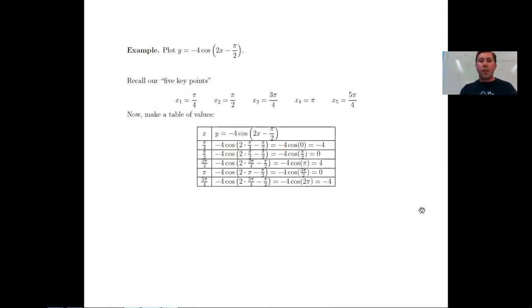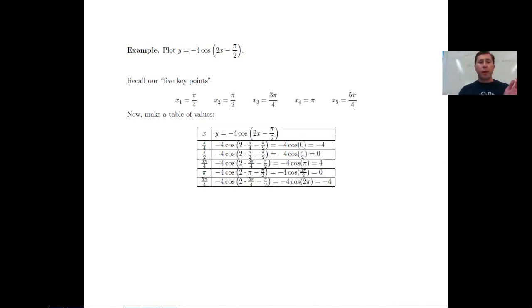Now, these values are 5 key points. When you plug them into the function, we're going to get the quadrantal angles. We're going to get 0, pi over 2, pi, 3 pi over 2, and 2 pi, which makes cosine very easy to evaluate. And let's just confirm that by taking a look at a few of these points. So if we plug in pi over 4, for example, then in this function, we will have -4 cosine of 2 times pi over 4 minus pi over 2. Now, 2 times pi over 4, that's pi over 2. So that's how the inside will simplify to 0, and cosine of 0 is 1. So -4 times 1 is the function evaluation at pi over 4.